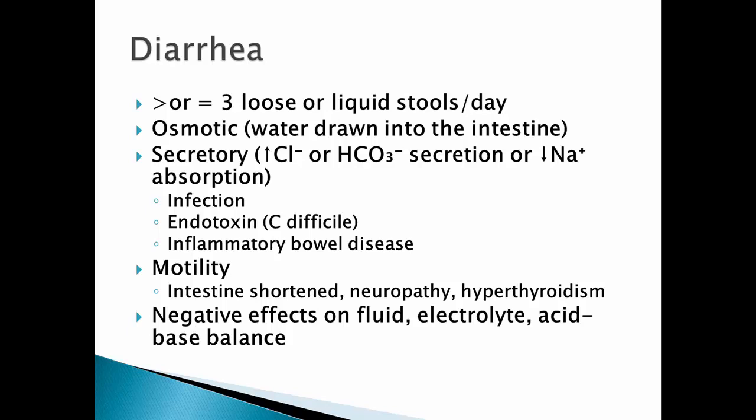Common pathologies related to secretory diarrhea include infection, endo or exotoxins, and inflammatory bowel disease. So with infection, that makes sense. If you get a salmonella or if you get a giardia, you can see how the intestinal environment would change and there would be more secretion there.